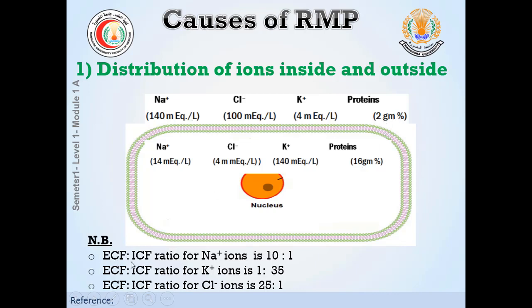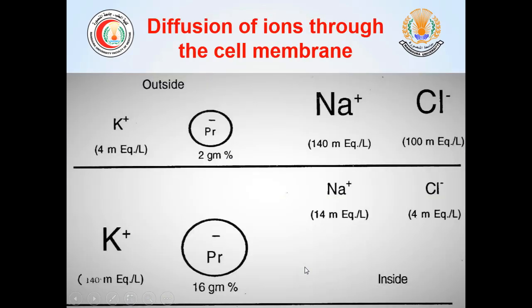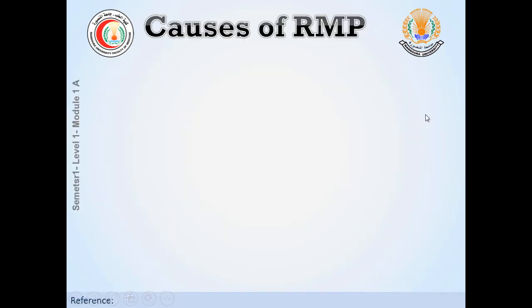So the extracellular to intracellular fluid ratio for sodium ion is 10 to 1. Extracellular to intracellular fluid ratio for potassium ion is 1 to 35. Extracellular to intracellular fluid ratio for chloride is 25 to 1. And again, the same distribution of ions through the cell membrane for potassium, protein, sodium, and chloride.